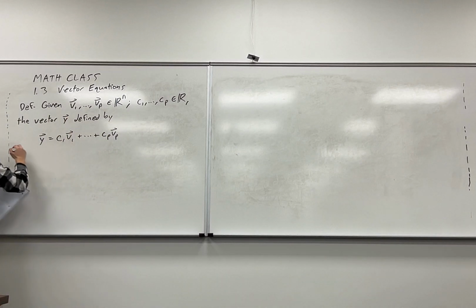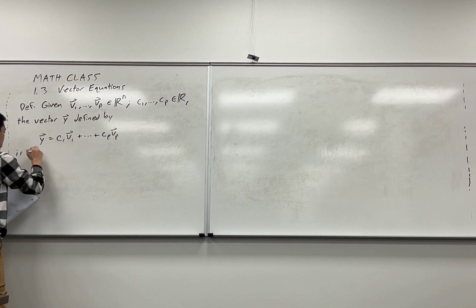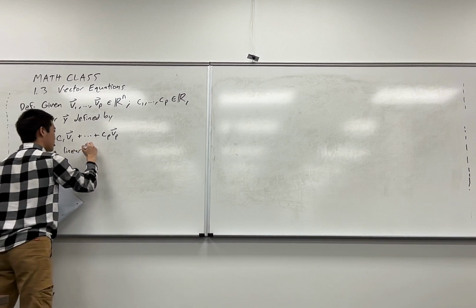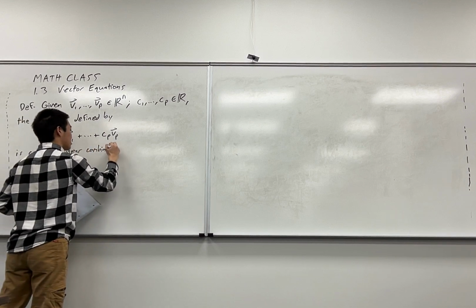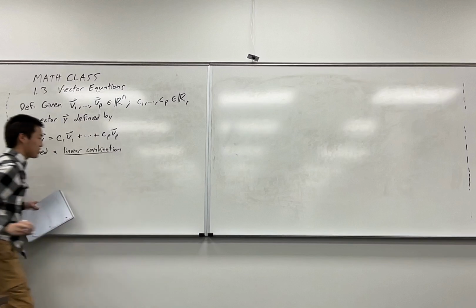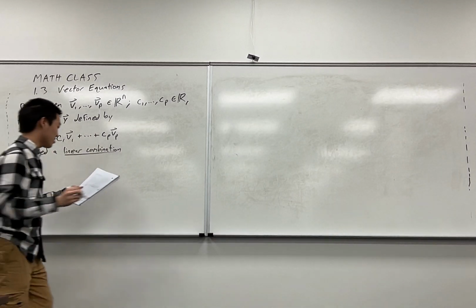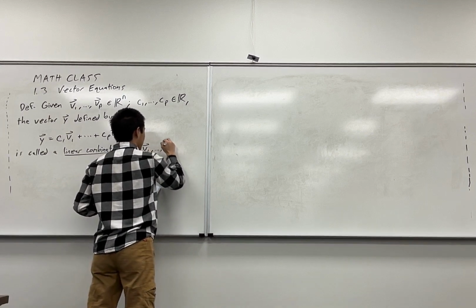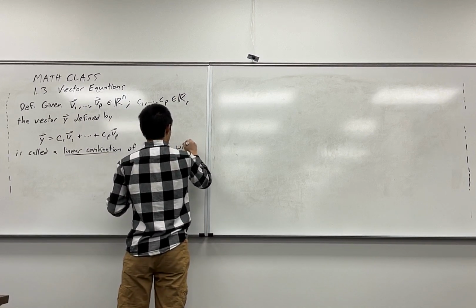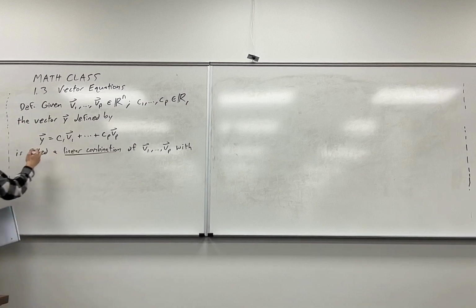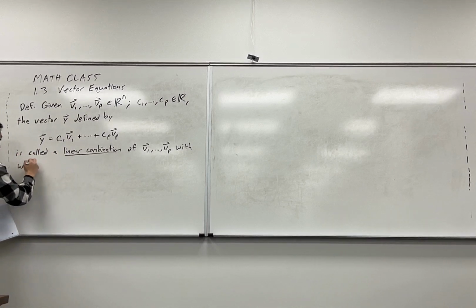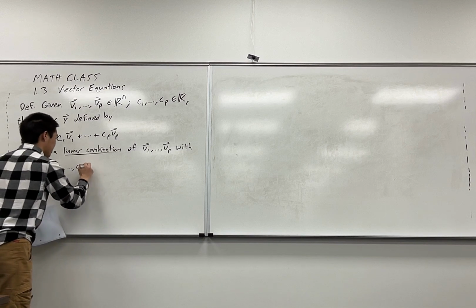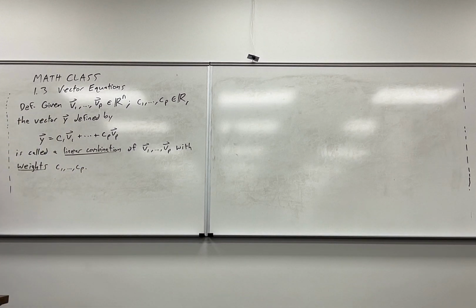And this is called a linear combination. Those two words are going to be some of the most important vocab for this entire unit, okay? Linear combination of the vectors v1 through vp with, and we actually do have a specific name for what these coefficients are. We call these the weights, c1 through cp. Does this make sense?